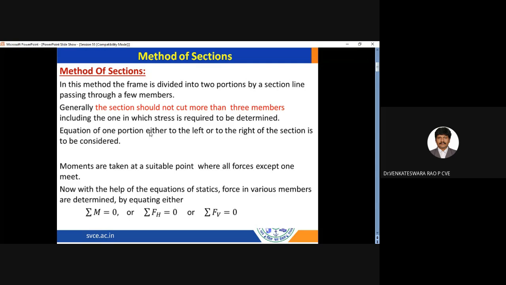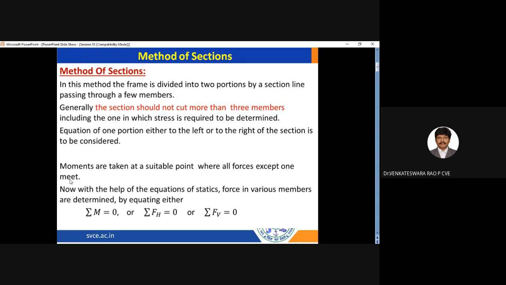So the equations of one portion, either to the left or to the right of the section, are to be considered. So one portion we have to consider. After we divide it into two, any one of the portions we can consider. Then moments are taken at a suitable point where all forces except one meet. This point may be very critical to follow now, but we can understand it in a better way when I take up a problem. Don't worry about this. What it is saying is that moments are taken at a suitable point where all forces except one meet.